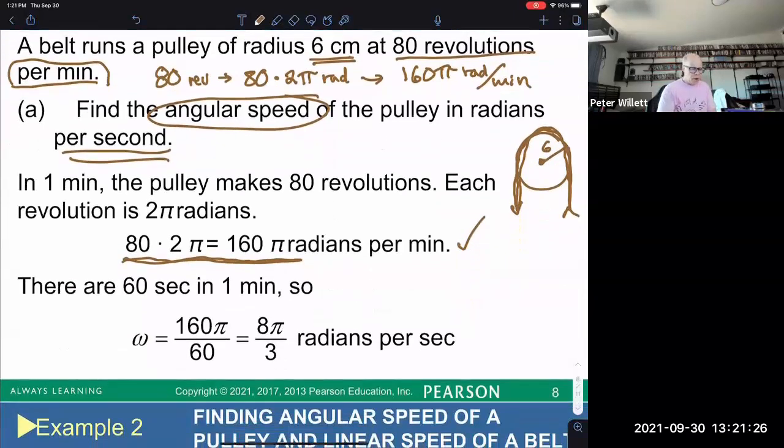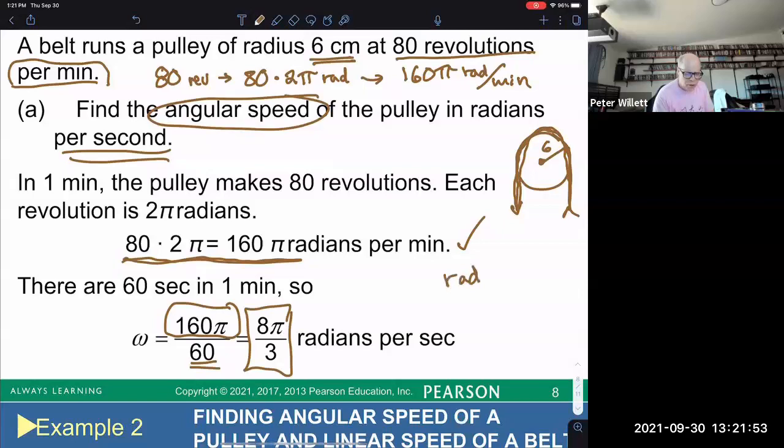And so as they point out here, there are 60 seconds in 1 minute. So if I go 160 pi in 1 minute, then I have to divide that by 60 to see how much of that you did in 1/60th of a minute. And that ends up reducing down to 8 pi over 3. Let me show you what that looks like in unit analysis for those who've had any thoughts about that.